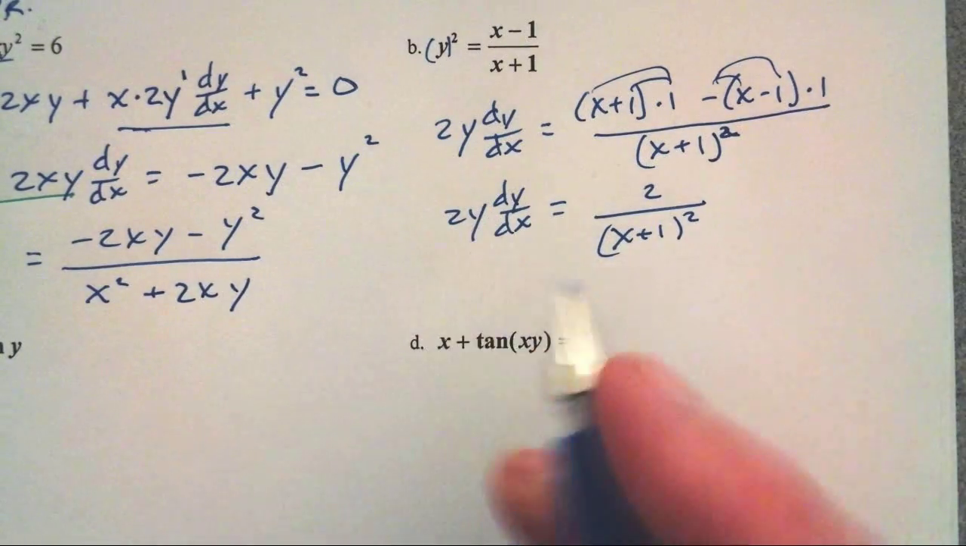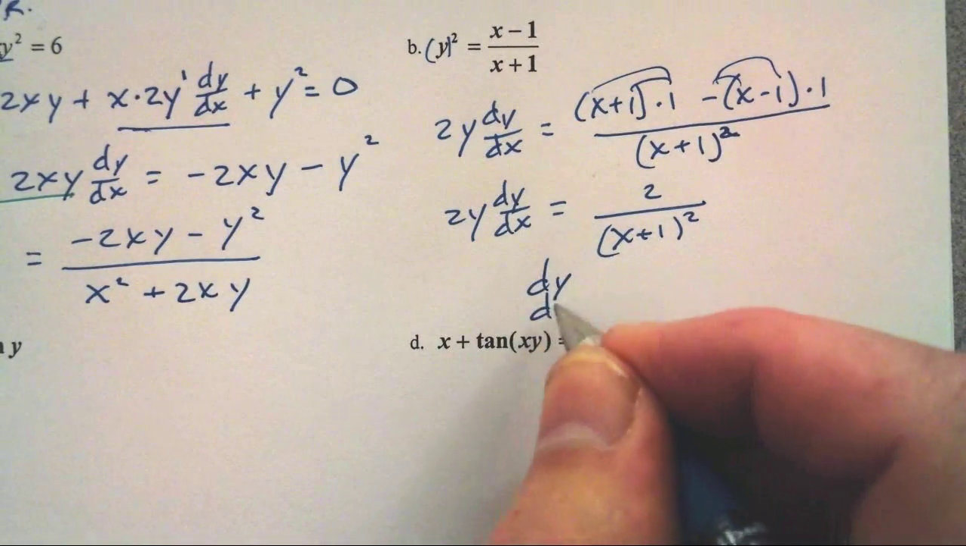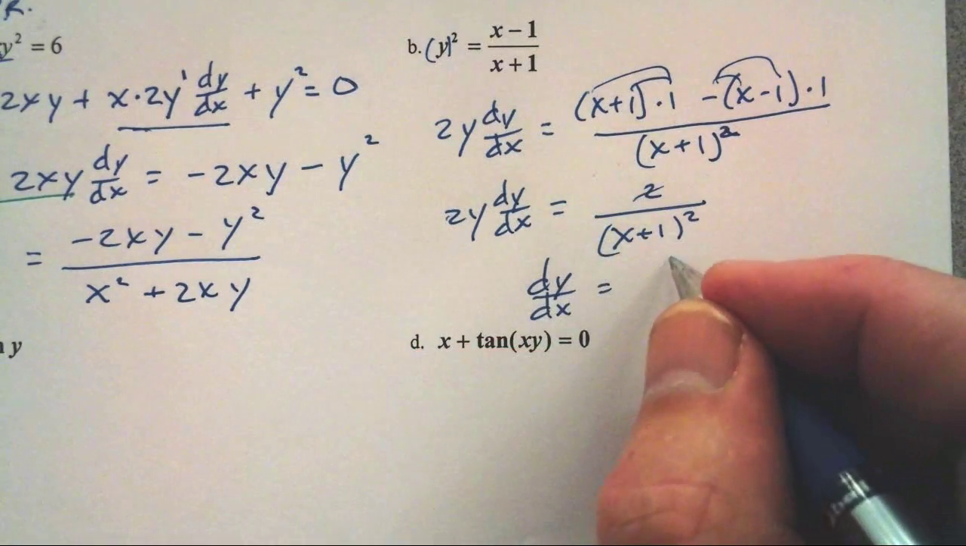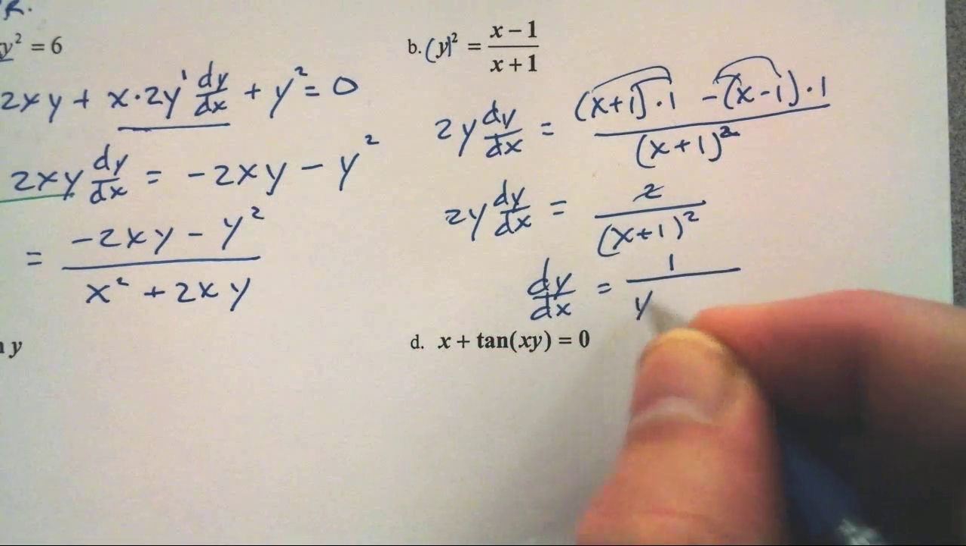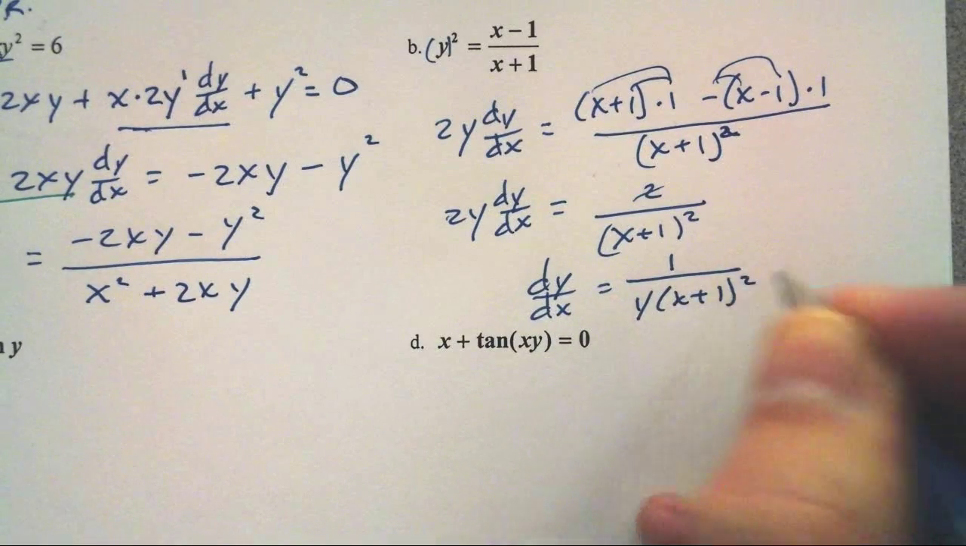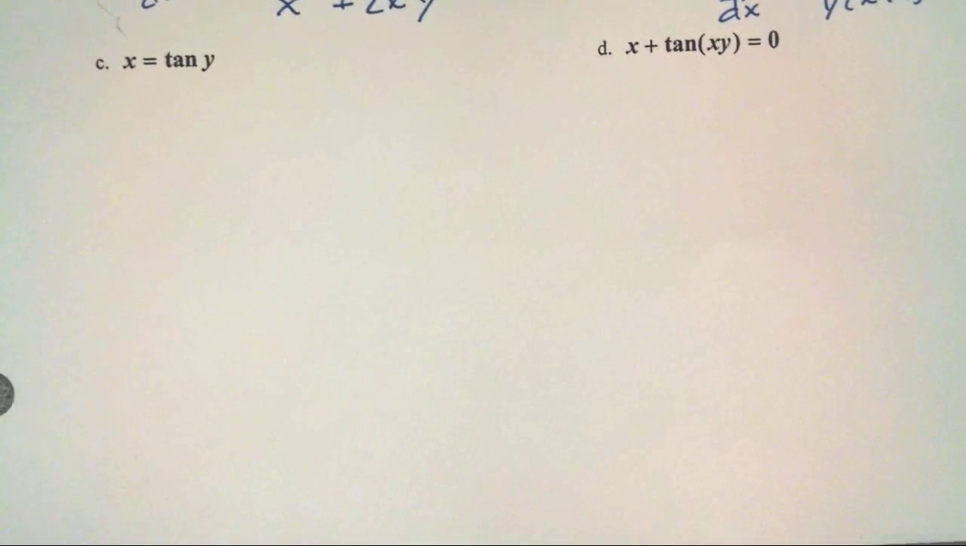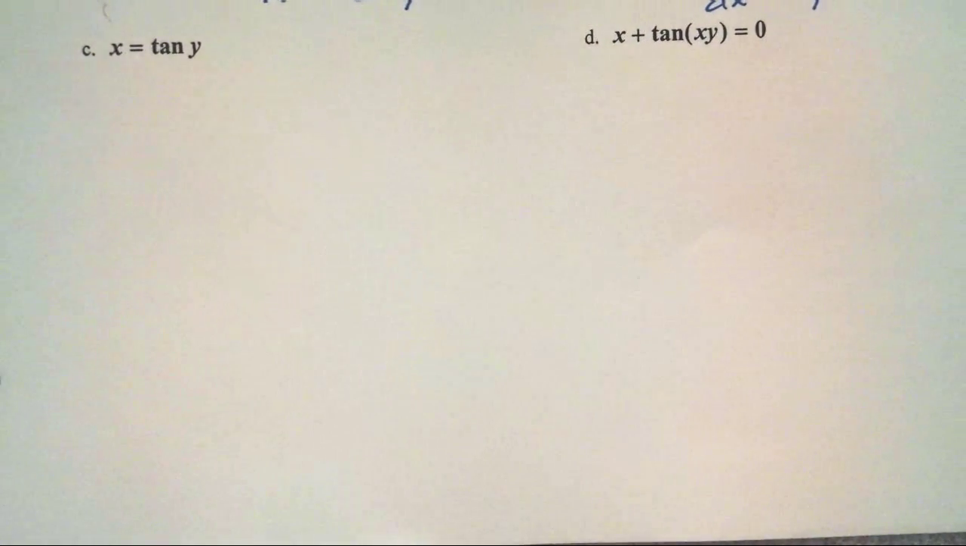If I divide both sides by 2y, I end up with dy/dx equals, when I divide by 2, the 2's cancel. I end up with 1 over y times (x plus 1) squared. Okay, hope this is making sense to you. This would be a time where if I was teaching the class live right now, I'd say, go ahead and give this a try. But let's run through this.